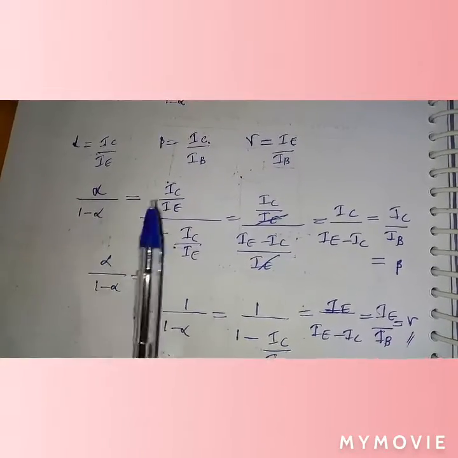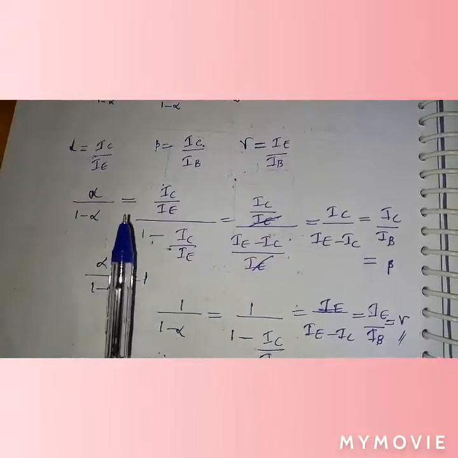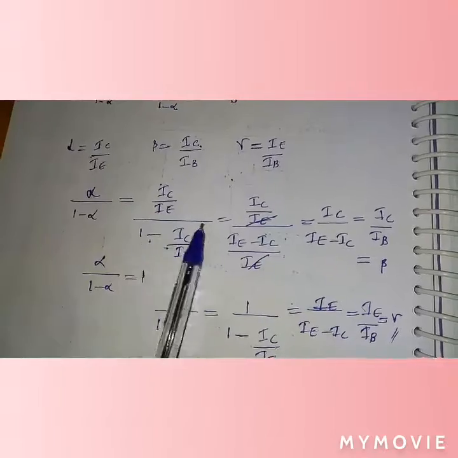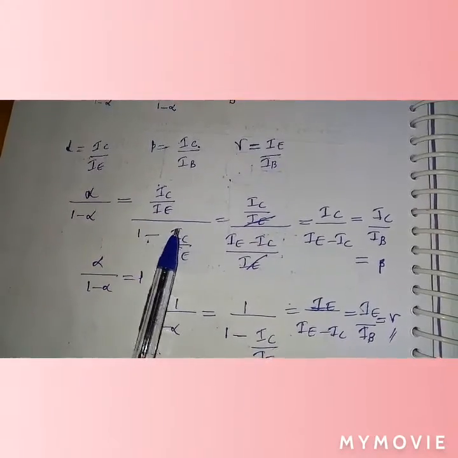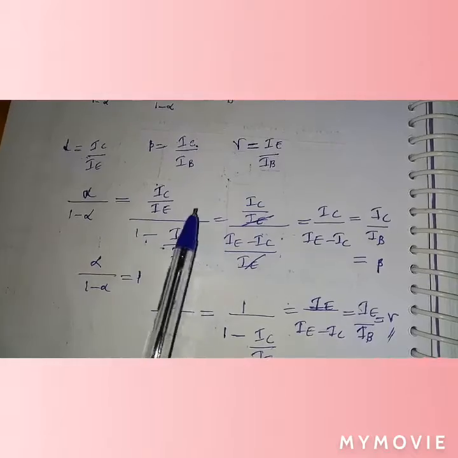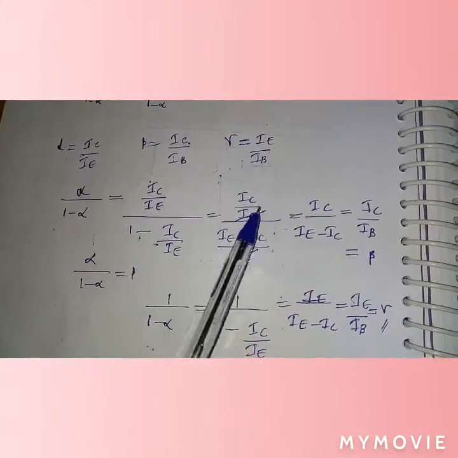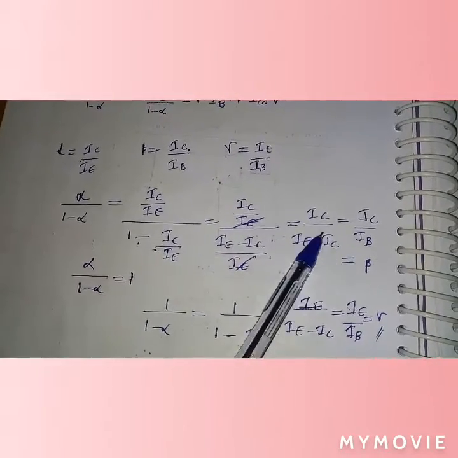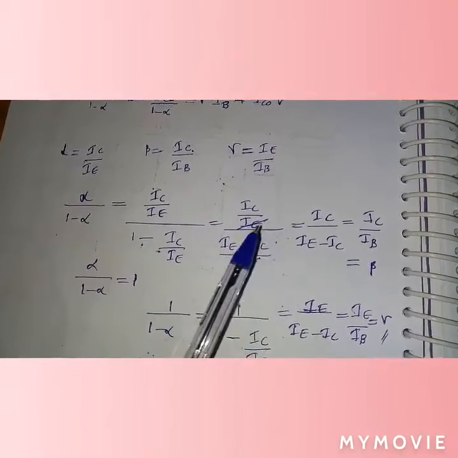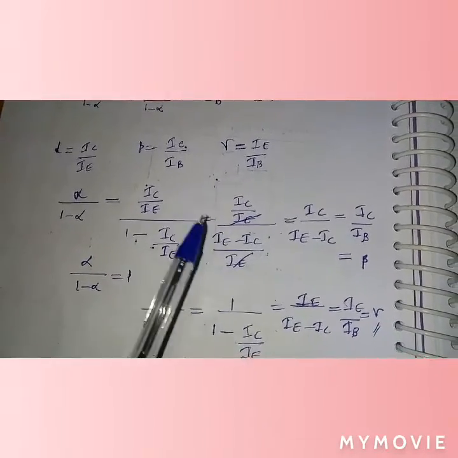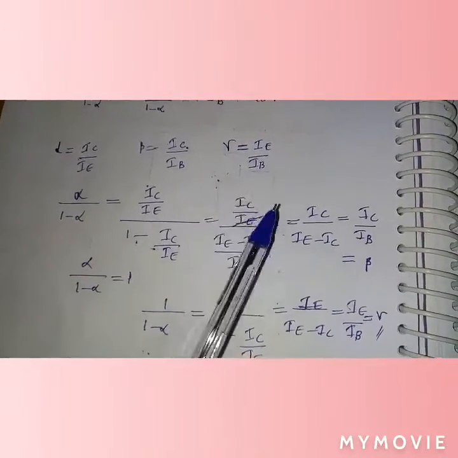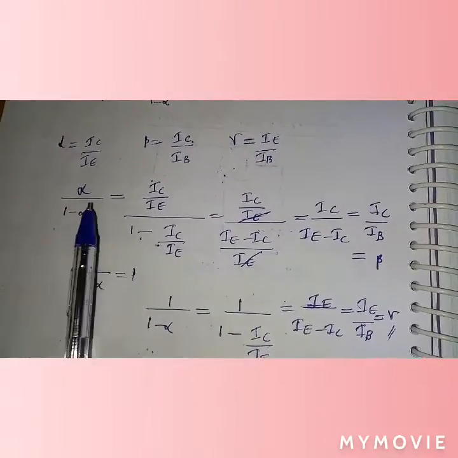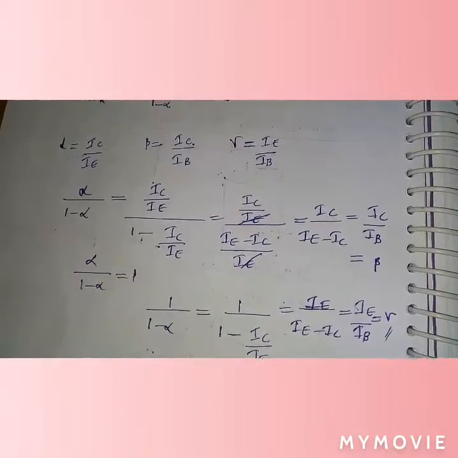So we studied already that alpha by (1 minus alpha) is beta. How is it? Alpha is equal to IC by IE and 1 minus alpha is 1 minus IC by IE. Cross multiplying and cancelling the same denominator, we get IC by (IE minus IC). For IE minus IC, we know the basic equation IE is equal to IB plus IC. That is, the emitter current is the sum of base and collector current. So that is IC by IB, which we know is beta. So alpha by (1 minus alpha) is beta.